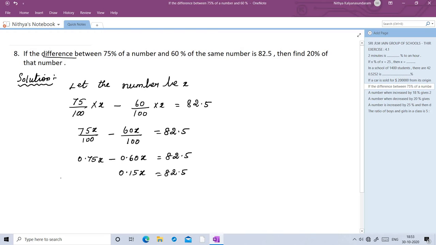So it is in multiply. If you are moving that side, it's division. So x is equal to 82.5 divided by 0.15. In the denominator we got a decimal number, so we can't divide directly. Change it into a whole number: first find out how many decimal places are there in the denominator. We have 2 decimal places, tenth and hundredth. So multiply both numerator and denominator by 100, and you will get a whole number.